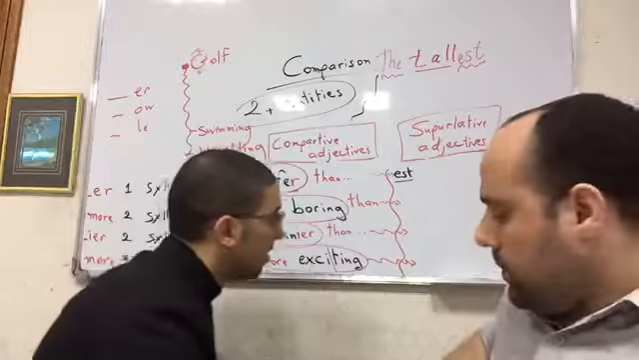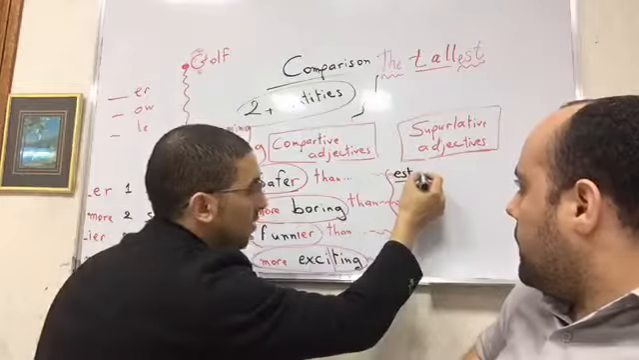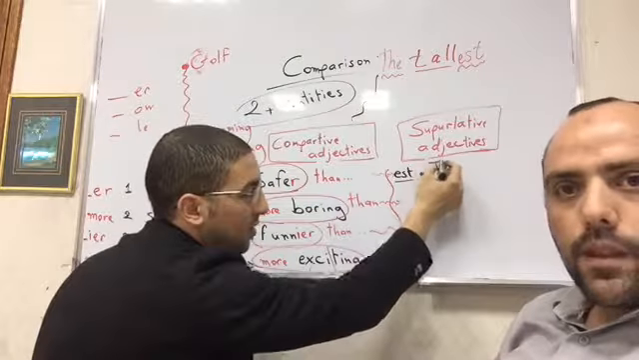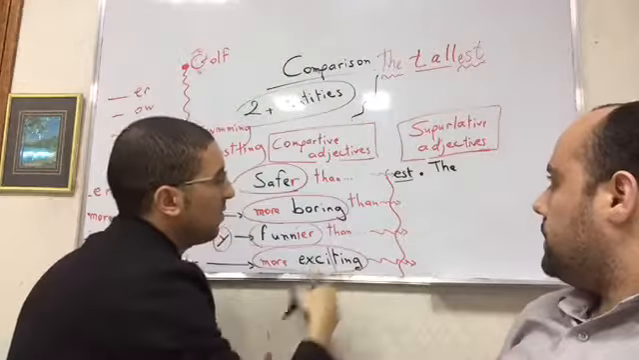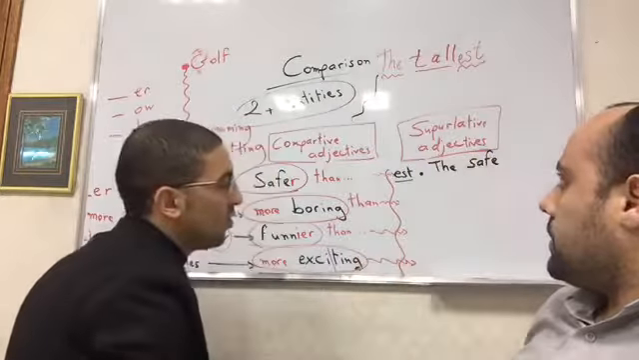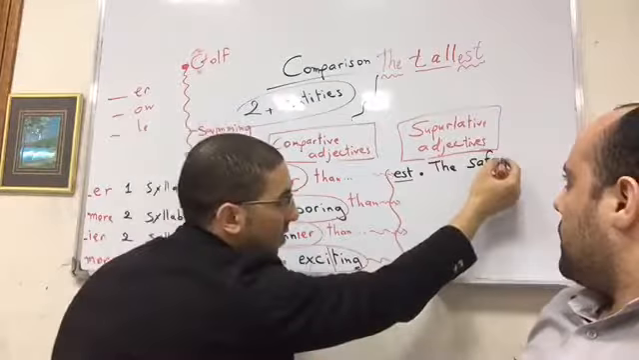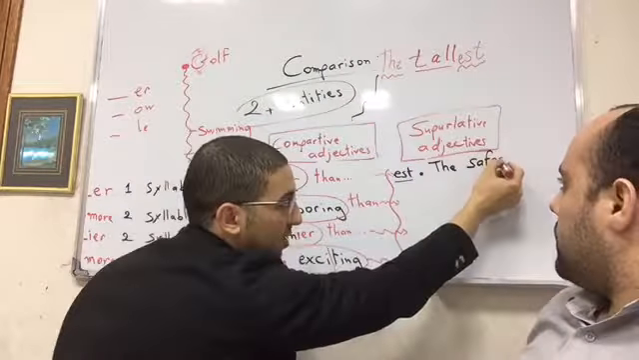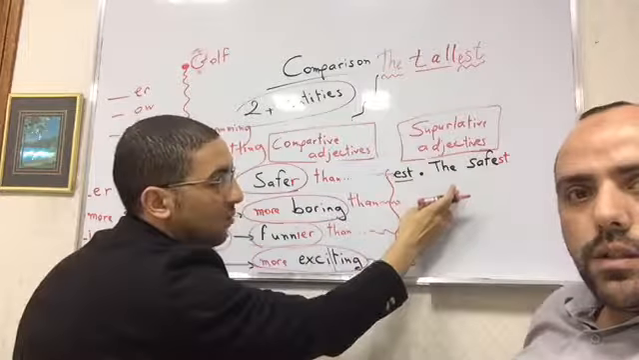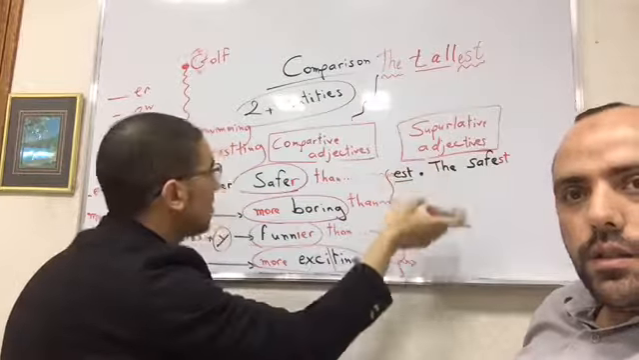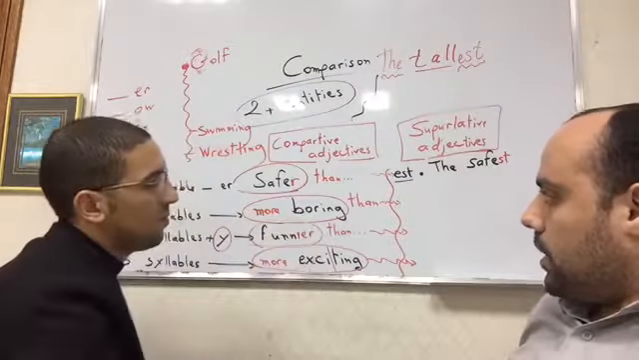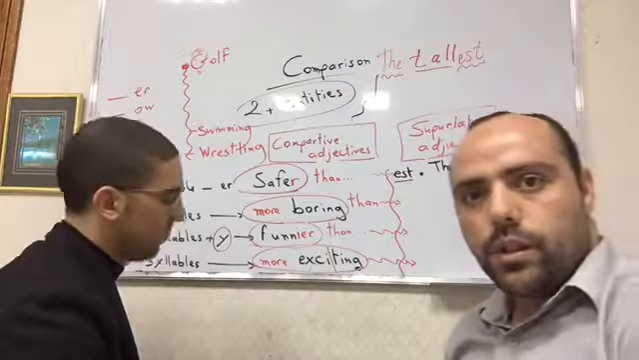We begin our superlative adjective with the always. So say the, then you write the adjective, which is safe. And as Mr. Majid told you, you cannot add another e here because there is already an e. So you just add st. So it is the safest. Or you can say golf is the safest sport. Here we have two.